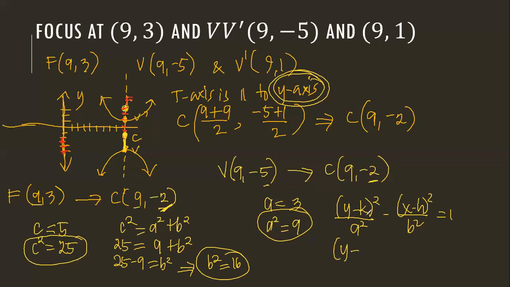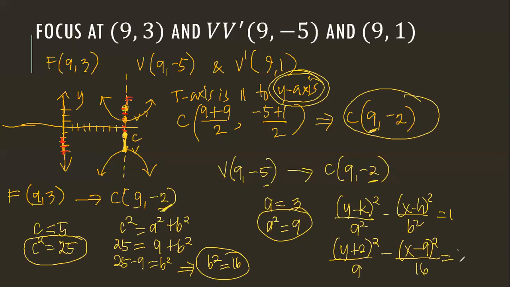Okay, so we have y minus k from our center. Where's our center? This one. Our k is negative 2. That will become positive 2 square, all over a square is 9, minus, we have x minus h. So that is minus h, which is 9, and that's square, all over b square is 16 equals 1. Okay, so if you want to get, this is the general form already. Sorry, this is the standard form already.